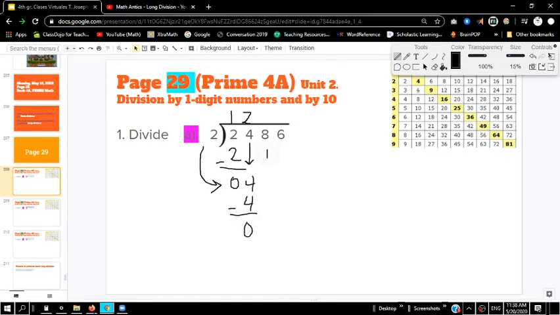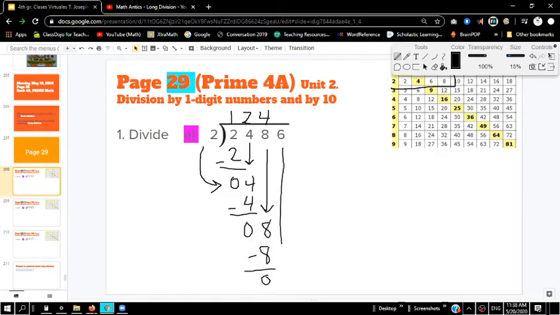Again, I'm going to bring my next number down, and that copy is 8. 2 times what number equals 8? Well, if I look at my trusty multiplication table, I know that 2 times 4 equals 8. So 4 goes in my answer blank. 4 times 2 is 8. And I continue by subtracting. 8 minus 8 is 0.